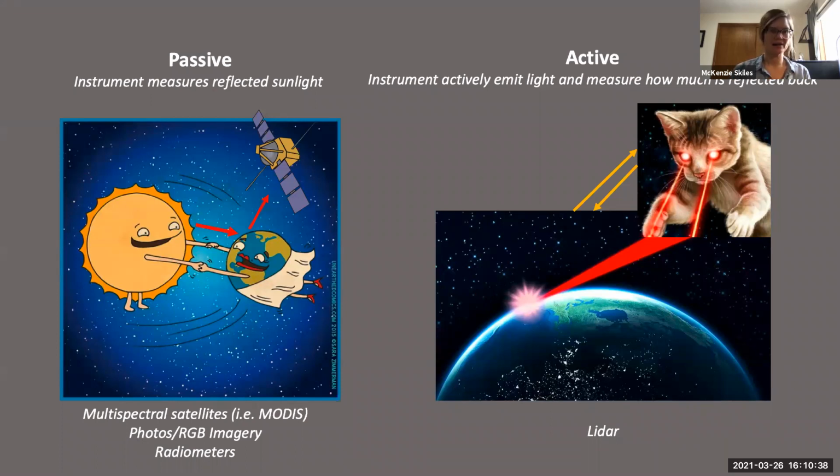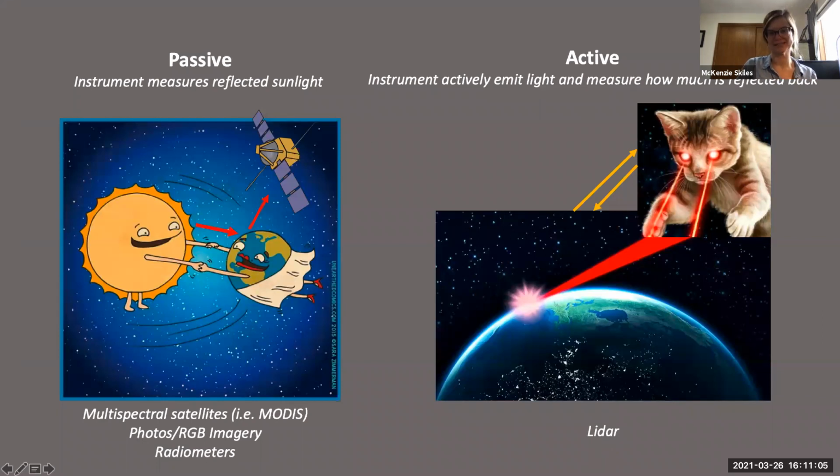And then there's active instruments that don't rely on sunlight at all. They emit their own energy and then measure how much of that is reflected back at the sensor. So in the optical wavelengths, the best example of this is LiDAR, which typically uses a single laser at a single wavelength and measures that wavelength reflection back.